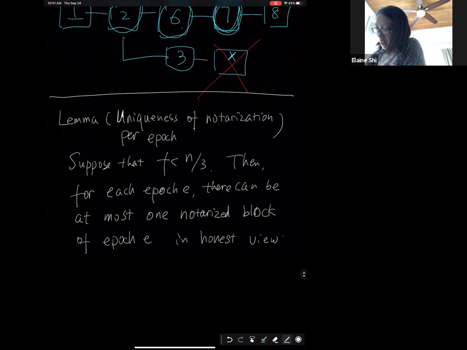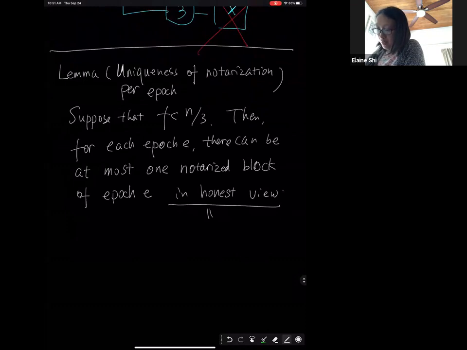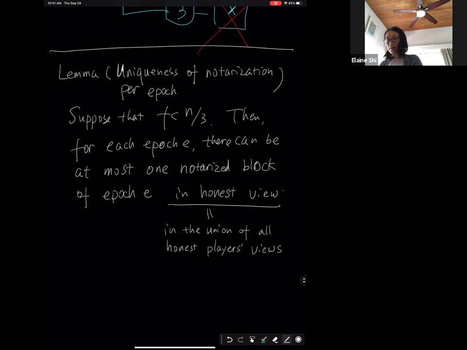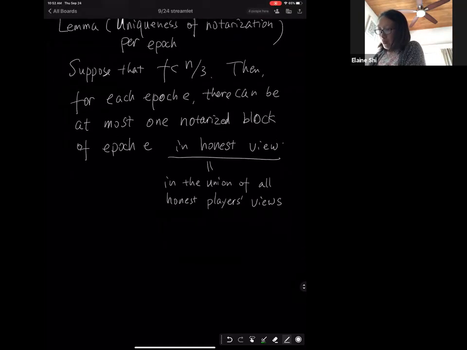Whenever I say in honest view, I mean in the union of all honest players' views. In other words, it cannot be the case that you see block A notarized of epoch E, and I see block B, a different block of the same epoch E, also notarized. That can never happen. How do we prove something like this?